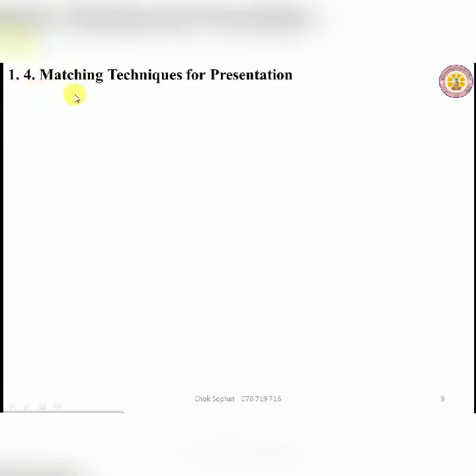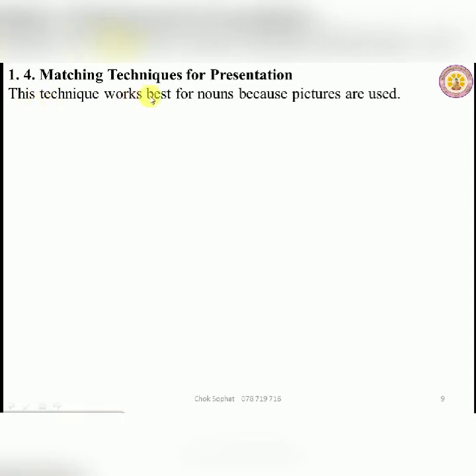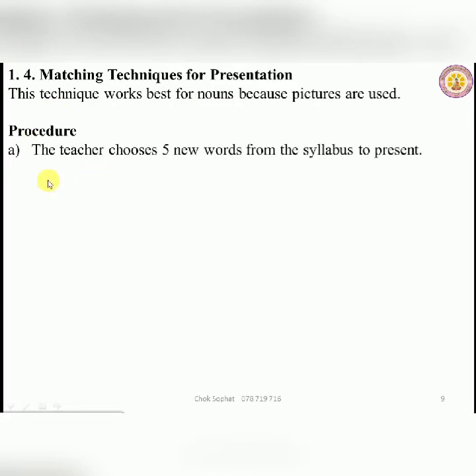1.4 Matching technique for presentation. These techniques work best for nouns because pictures are used. So we can use a matching technique for presenting new vocab, especially when you teach vocab that is a noun, because it's easy to use pictures. Procedure. A. A teacher can choose 5 new vocabulary items from the syllabus to present. So in order to teach your students new vocabulary, you can choose 5 new vocab from the text you are going to teach your students.